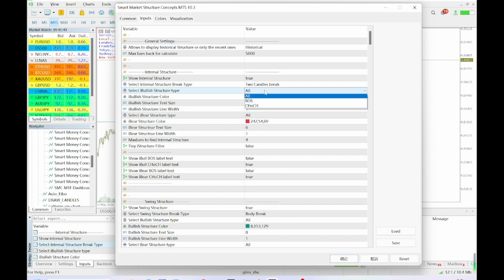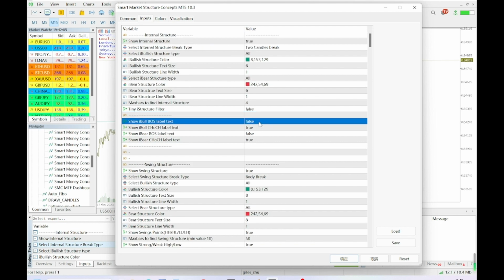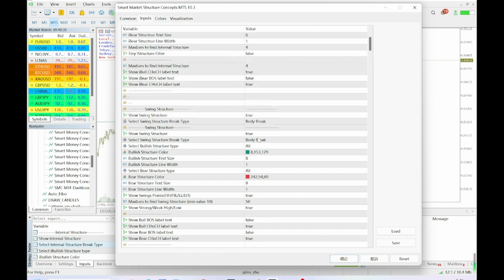Alternatively, it can be set to display only a certain type of market structure: bullish BOS, CHoCH, and bearish BOS. For experienced traders, they may not want to see too many labels, so the indicator provides a switch for displaying labels. You can also turn off all label displays or choose to display only one type of label that you are particularly interested in.